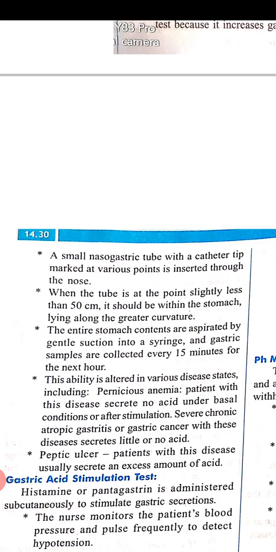You take a small nasogastric tube with a catheter tip that is marked at various points, and insert it through the nose.